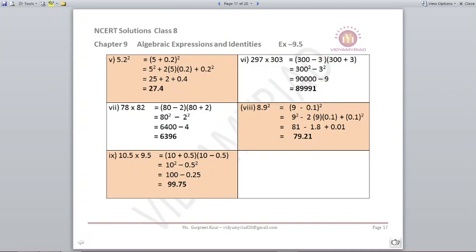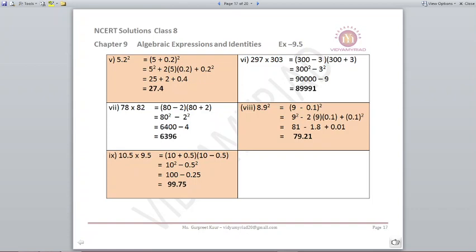Next, 78 into 82. So what can I do for this? 80 minus 2, 80 plus 2. So this is also a minus b, a plus b identity, which is a square minus b square. So 80 square minus 2 square. Answer comes to 6396.